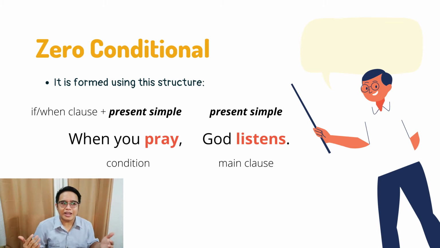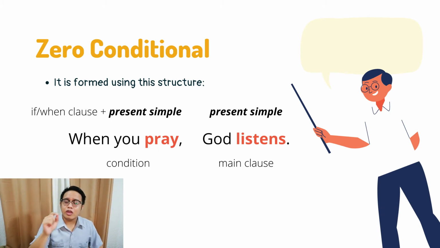Okay? It doesn't always mean yes, but God answers. It may be a yes, it may be a no, it may be a wait. Okay? Wait, or not now. So when we pray, God listens. It always happens. Of course, the Lord will not fail. So that's the condition. The condition is when you pray, and the main clause is God listens. So they both use the simple present tense of the verb.